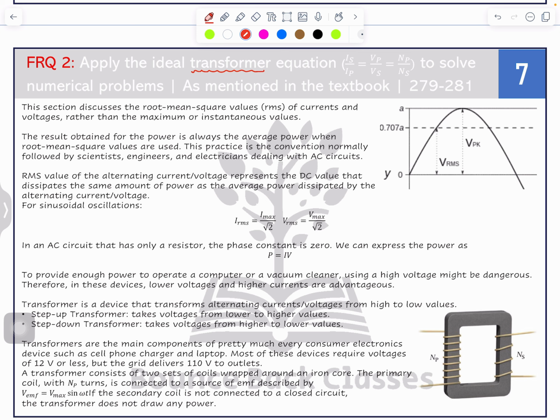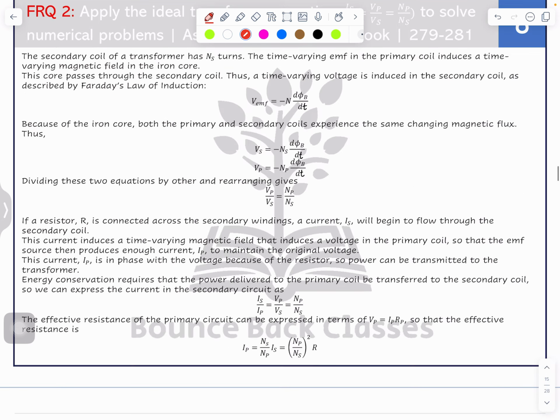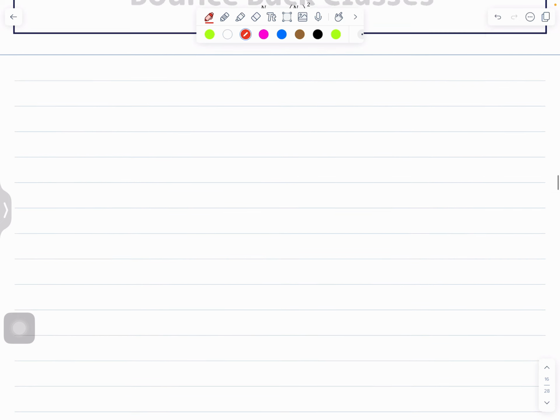I secondary over I primary equals V primary over V secondary, which equals N primary over N secondary. I'm going to explain this formula so that it will become very easy for you to understand. All of this is reading material for you, but now I'm going to explain this concept in my way. The first thing we have is the word called transformer.